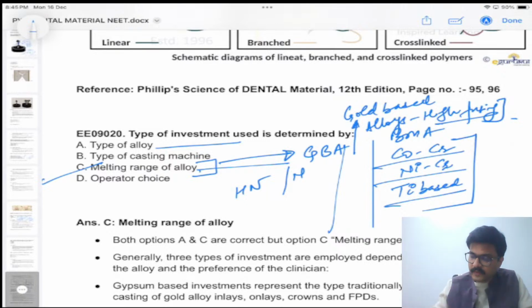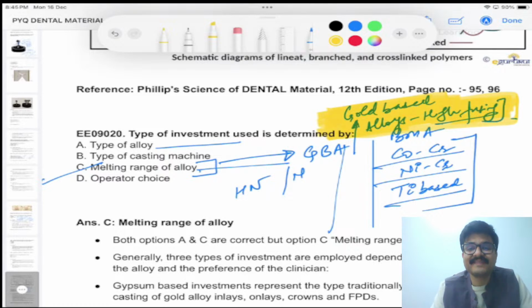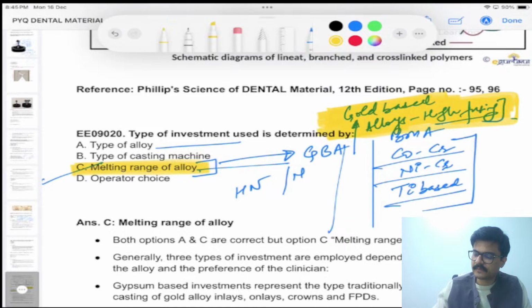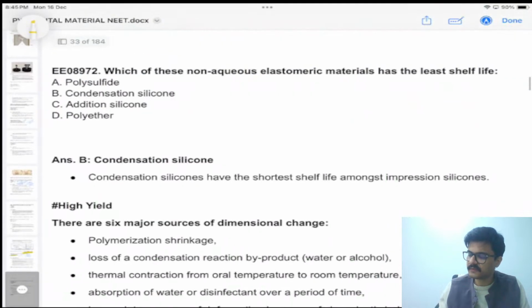So those gold-based alloys, guys, which are high fusing, should be casted using phosphate bonded investment materials instead of gypsum bonded. So therefore, I say that a better answer is melting range of alloy, right? That's why this is a better answer. So wonderful question actually.